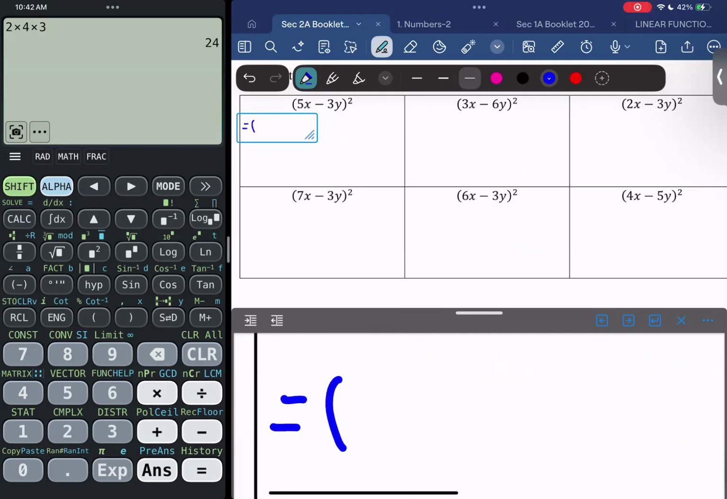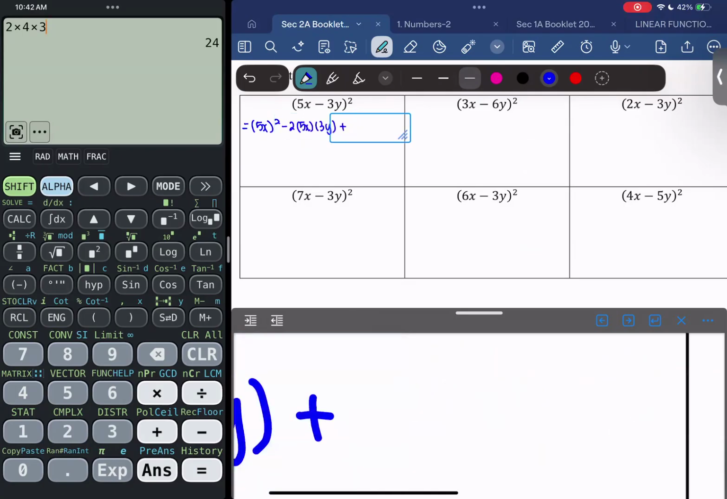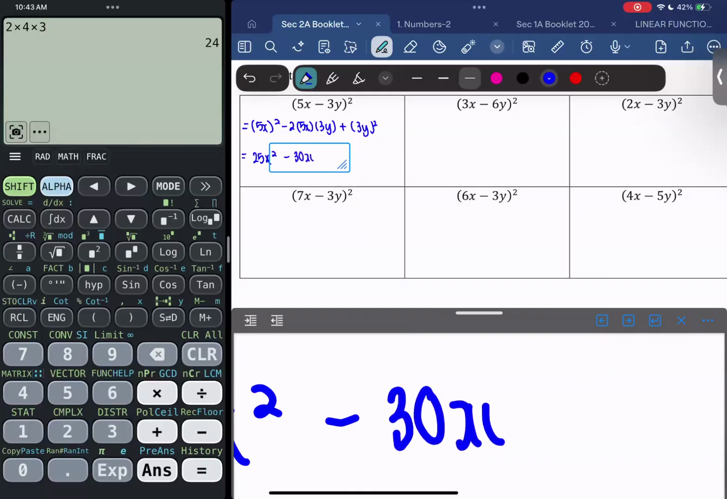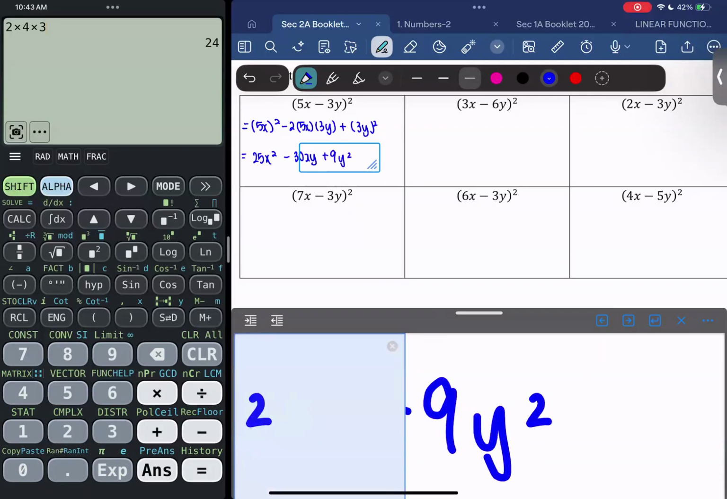So it's 5x to the power of 2 minus 2 times 5x times 3y plus 3y to the power of 2. Very good. Then it will be 25x to the power of 2 minus 30xy, good, plus 9y squared. Yes, plus 9y squared. I almost heard a minus. Did you say a minus just now? Oh, okay, I misheard you, sorry.